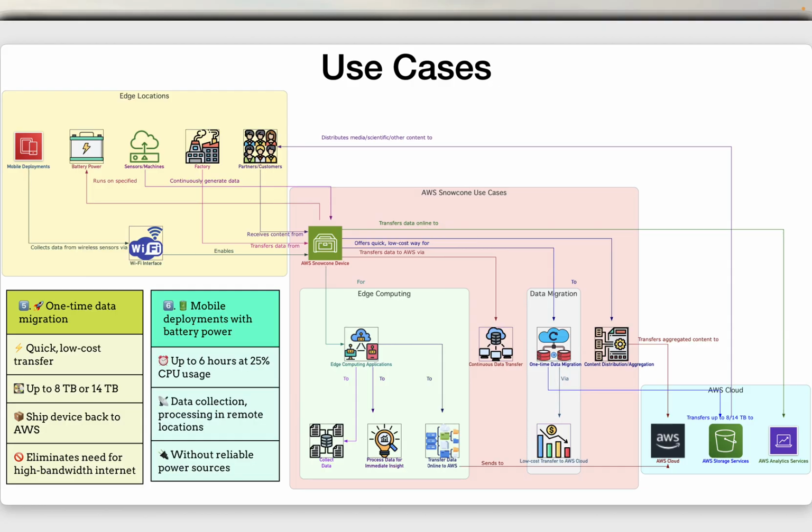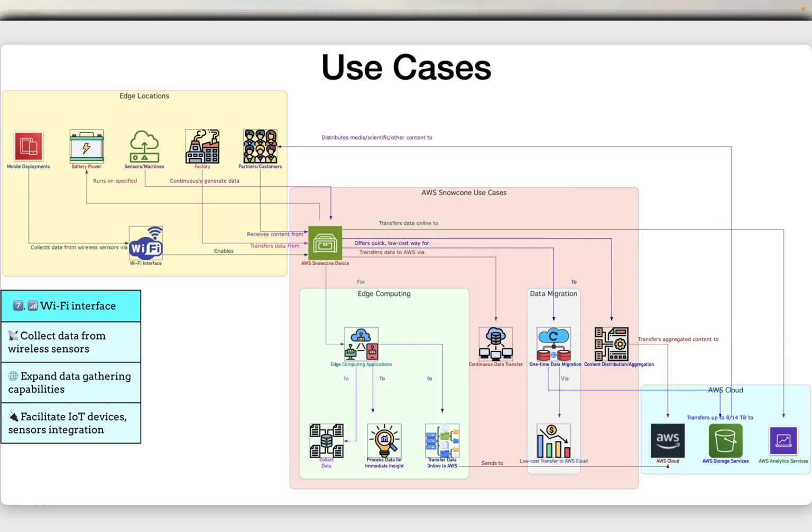Snowcone devices are designed for mobile deployments and can run on battery power. For light workloads with 25% CPU usage, the device can operate on battery for up to approximately 6 hours. So it can run on battery just like a laptop, enabling data collection and processing in remote locations without access to reliable power sources.